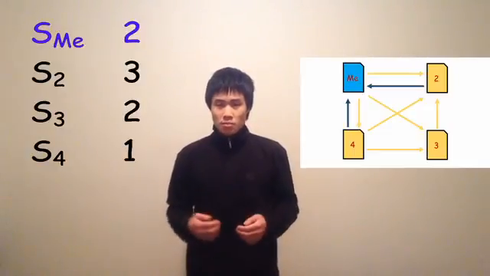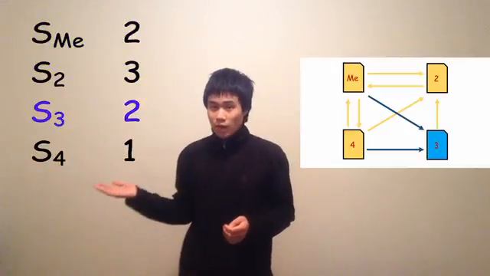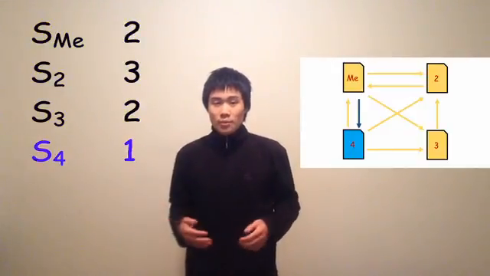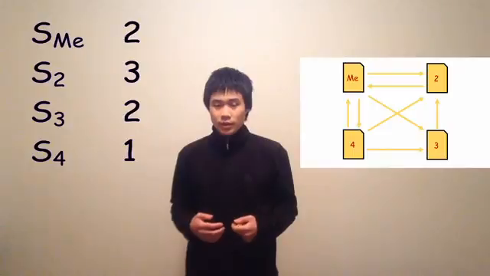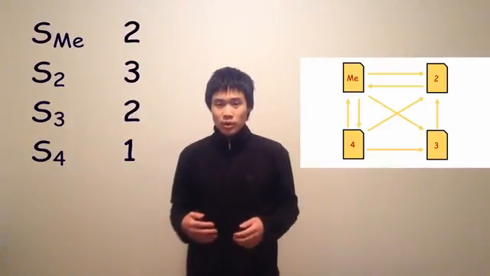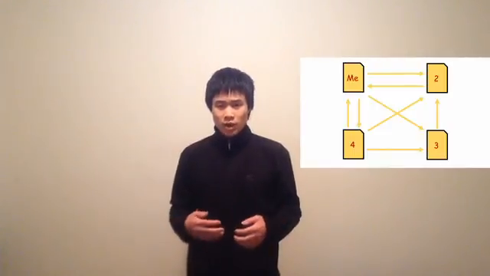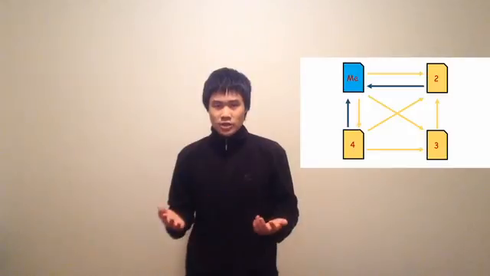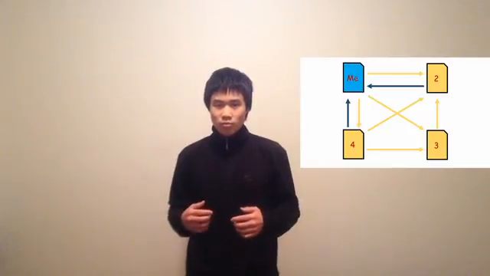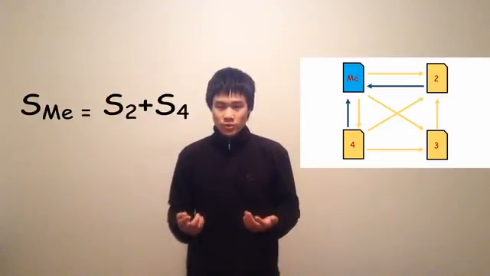An easy way to rank them would be to count the number of links each one receives. So my page has a score of 2, and so on. Not all web pages are equally important. A link from 2 should be worth more than one from 4. So I'll rescore so that my page is a total of page 2 and 4's scores.